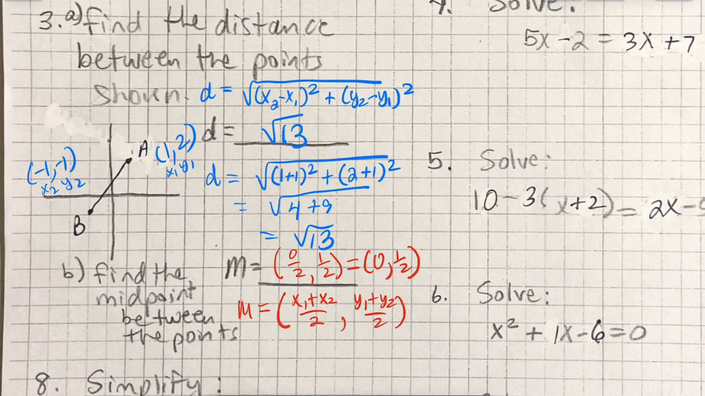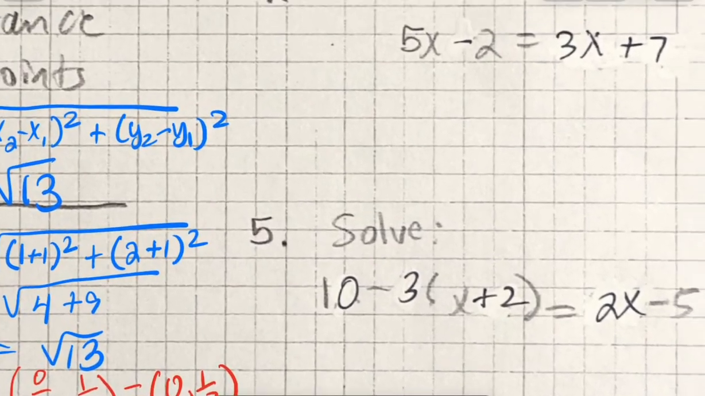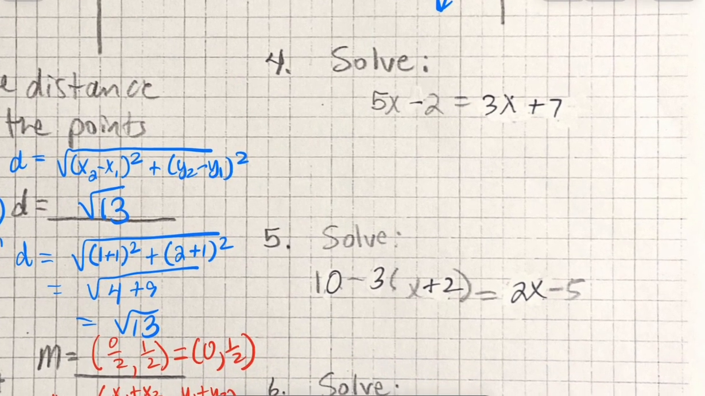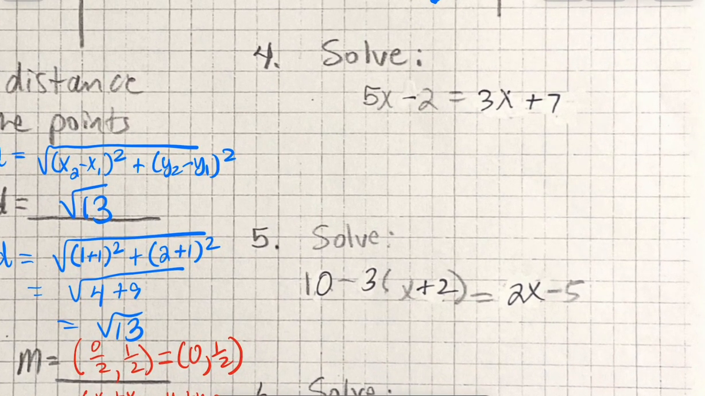So now I'm going to scooch to the right of number 3. 4, 5, and 6 are solving equations. So if we look at number 4, to solve that equation, let's just get the x's to one side, numbers to the other side. Reduce your answer as much as you can. Okay, 3x we are going to subtract from both sides, giving us 2x. When we add 2 to both sides, we do get 9. And then if we divide by 2, just leave it 9 over 2.